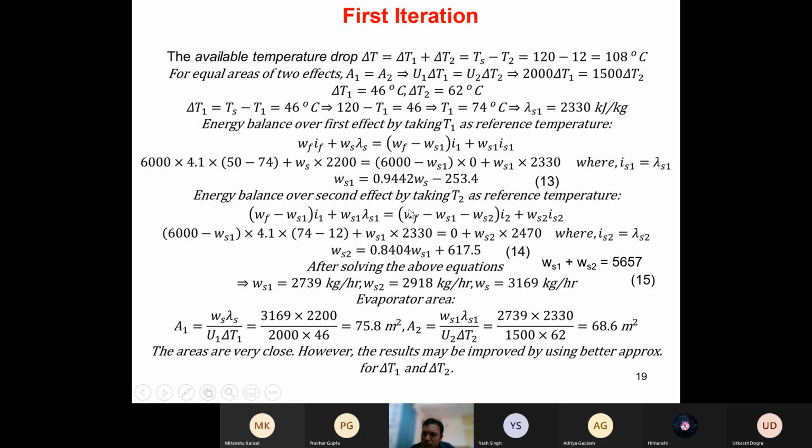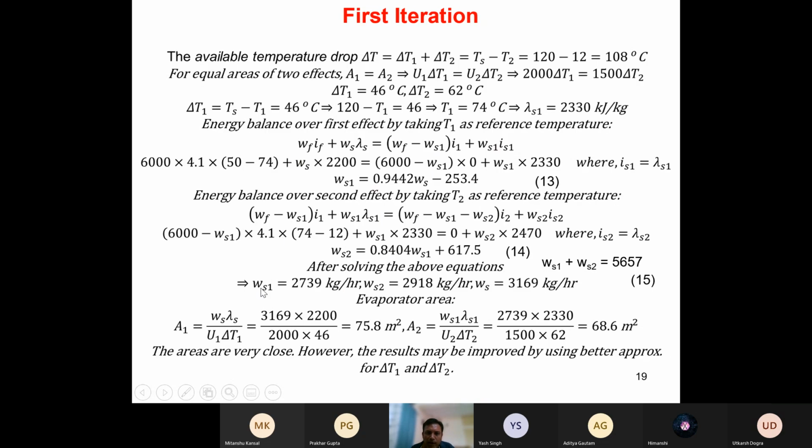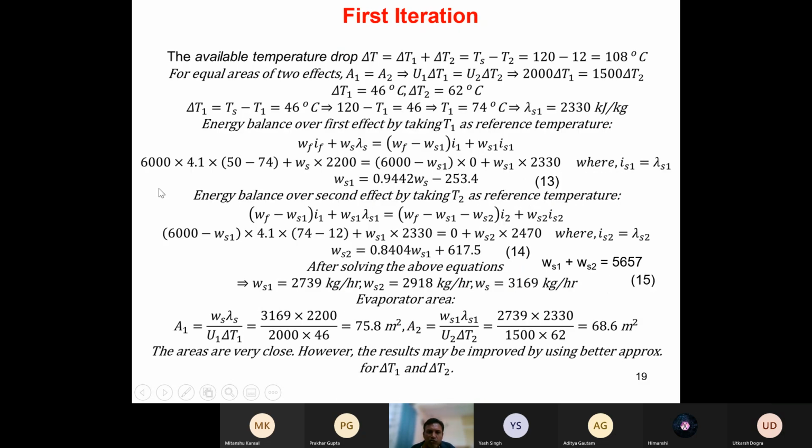Similarly, now let's make the energy balance over the second effect. So WF minus WS1, again with T2 as a reference temperature, WF minus WS1 into I1. So 6000 minus WS1 into 4.1. Now T2 is the reference temperature, so I1 will be CpΔT. CpΔT will be what? T1 minus T2 here, isn't it? So that is nothing but 74 minus 12, plus WS1 is unknown, into 2330. That is lambda S1 we have calculated.